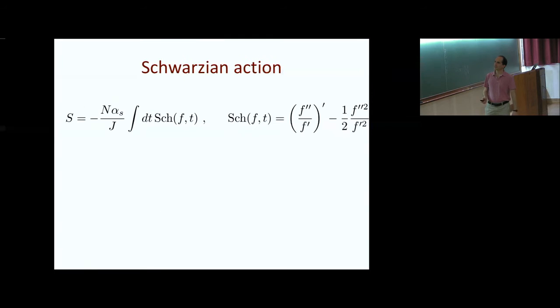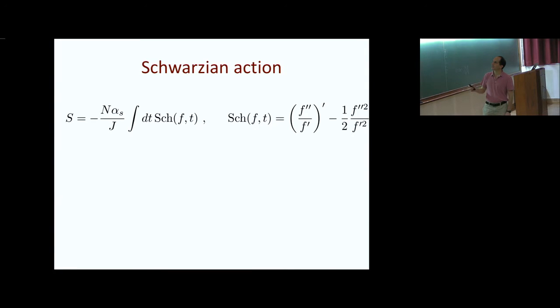So the simplest action we can write down, which has these properties and the smallest number of derivatives, is the so-called Schwarzian action. So it's this combination of derivatives. It has the property that it's local, just a single integral over time, and SL2R invariant. There are other SL2R invariant things you could write down, for example powers of this Schwarzian. Those are higher derivatives. Those are further contributions.